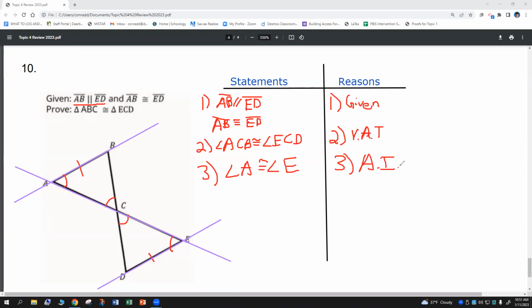When you have parallel lines, you're looking for alternate interior angles. Right, and then now we can say our triangles are congruent by angle, angle, side. So by angle, angle, side, we can say here that triangle ABC is congruent to triangle ECD.